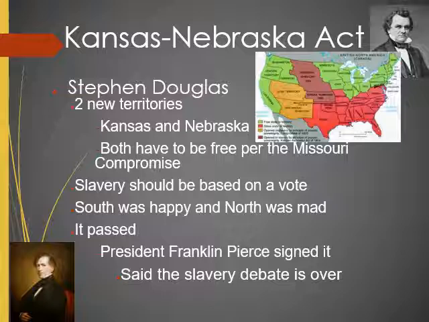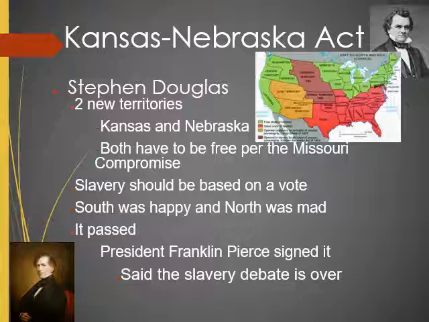But if we were adding two new free states, that was going to be a big problem, and Stephen Douglas wouldn't be allowed to do that really easily because of the politicians. And so he said that what we should do in this Kansas-Nebraska Act is have slavery be based on a vote. What he wanted was the South to be on board with this and make it go through fast. And the South was very, very happy, but the North was mad because this Kansas-Nebraska Act, because it passed through, it completely got rid of the Missouri Compromise.